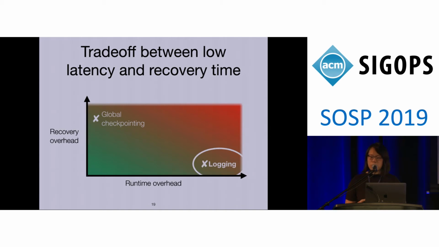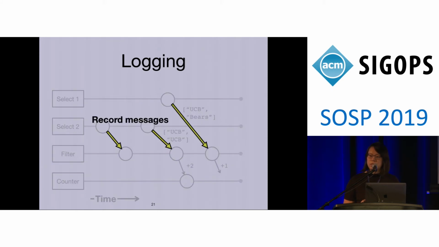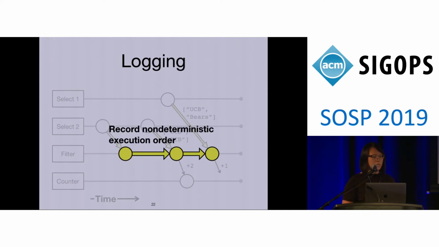So in this approach, the goal is to record additional information during execution so that you only have to replay the work that failed. So we can minimize the amount of computation that needs to be redone. So in this logging approach, let's see how we can do that for the filter operator. So here, to make sure that we can recover it, we'll have to record two things. First, the messages that are sent from the select operators, and then the order of execution on the filter process. And that's because this was a non-deterministic decision.